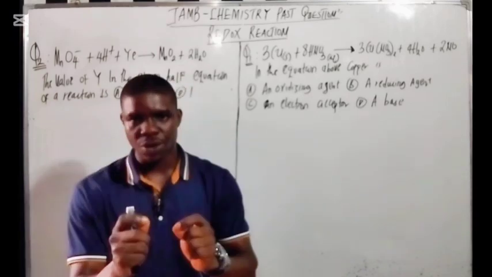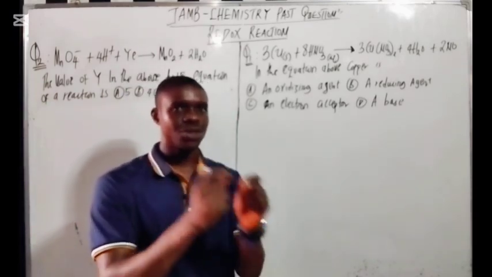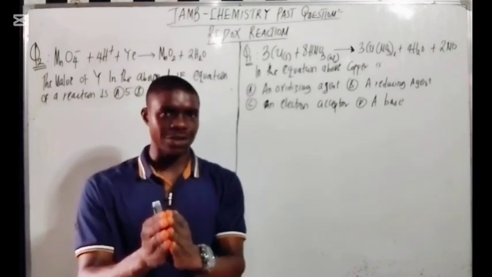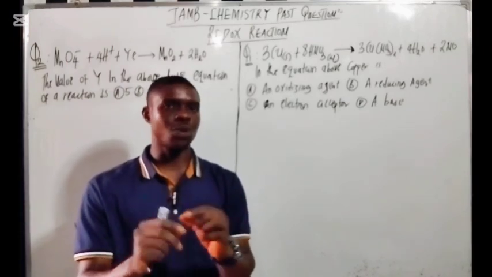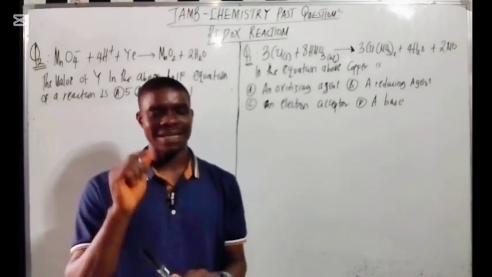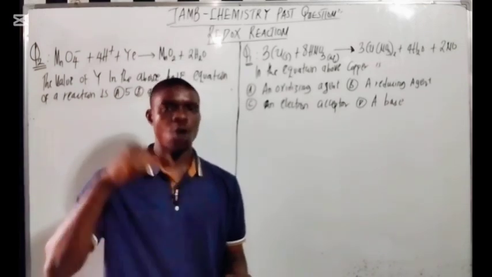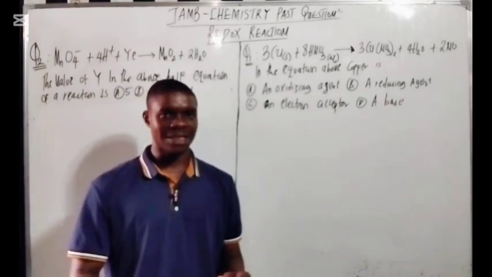If you can understand what I'm about to explain to you, then you master up to like 60 to 70% of redox reaction. So you want to stick to the end of this video and take down every single thing. The link to the complete video will be in the comment section or the description below, so you can check out that video.